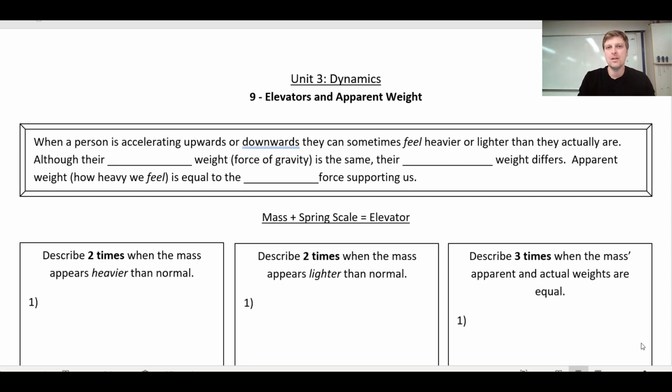Our next topic that we're going to look at today is something called apparent weight. Apparent weight sometimes comes up in physics in the form of what we call elevator problems, which really, if you think about an elevator, is just a machine that's going to accelerate you upwards or downwards. And during that time, it might change how you feel.